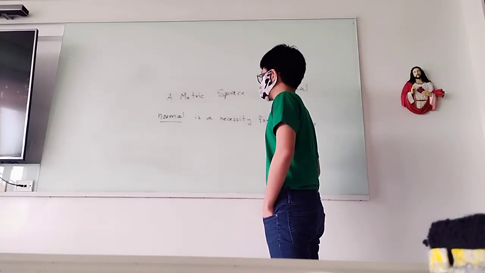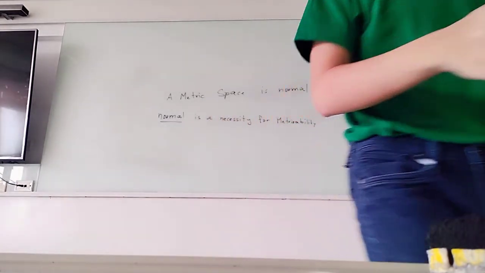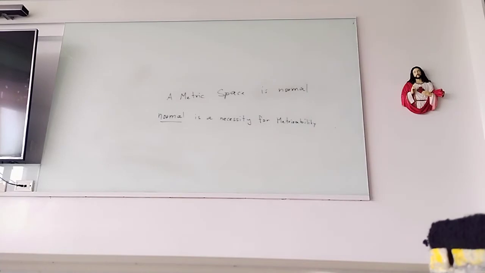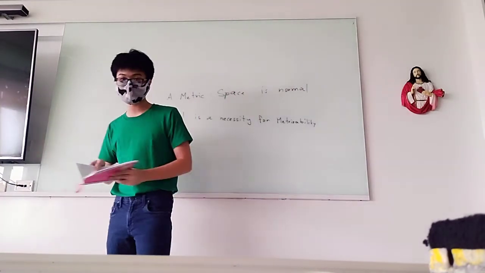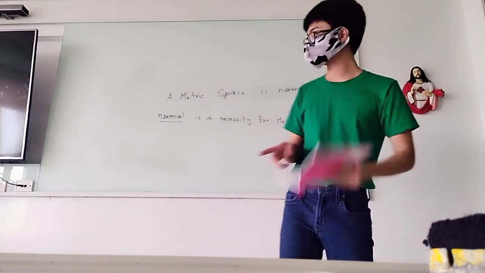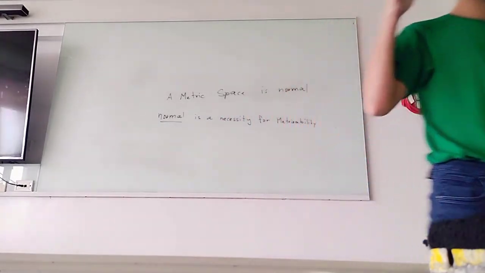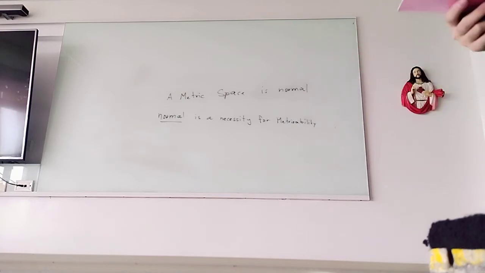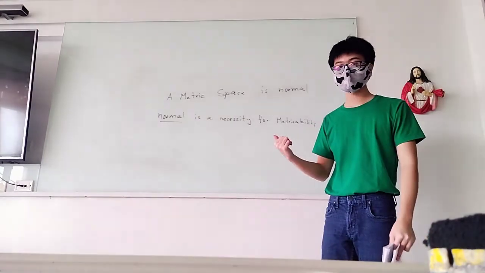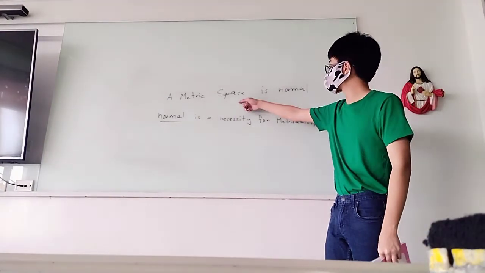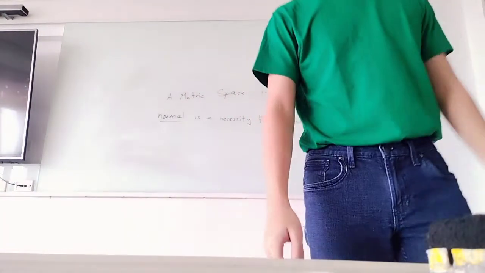T4 implies T3. Normal implies regular, implies Hausdorff, implies T2 or T1 space, but T3 does not imply T4, and T2 does not imply T3. And last thing, T3 and T1 spaces are regular, T4 and T2 spaces are normal spaces, and a metric space must be normal in order for it to be a metric space. So that's it for this footnote.